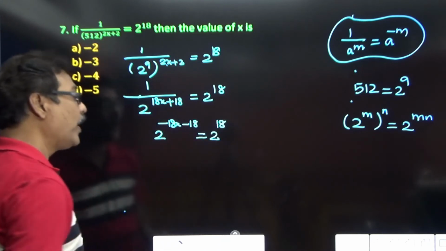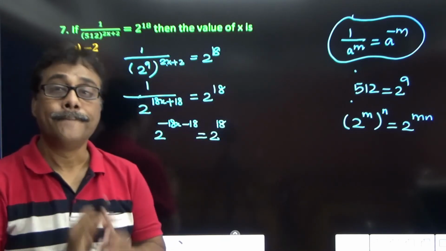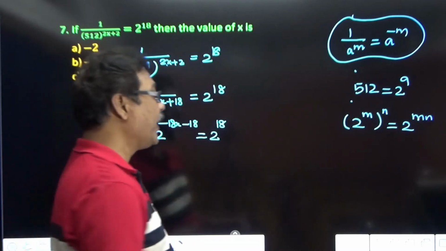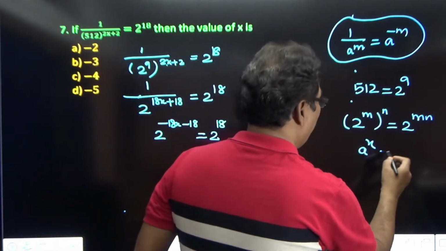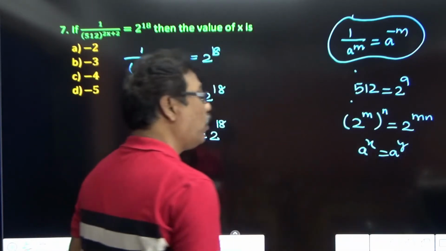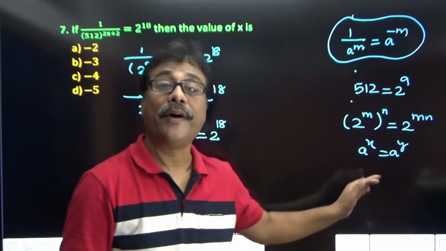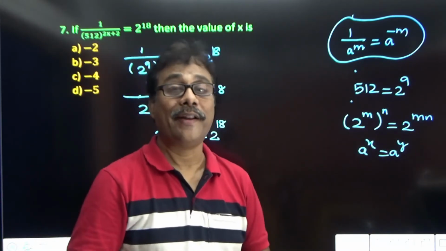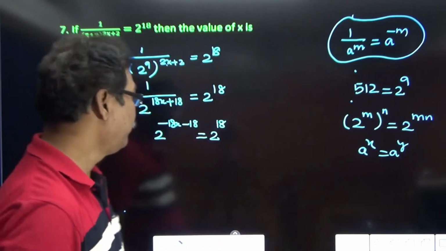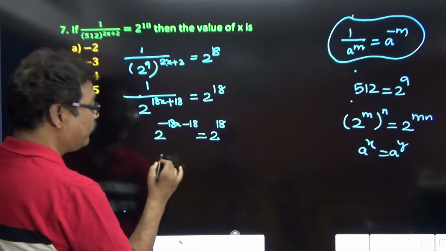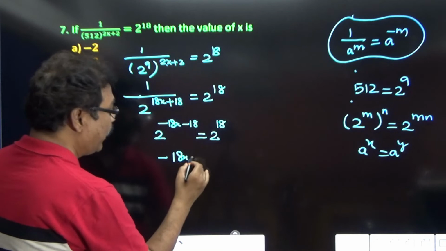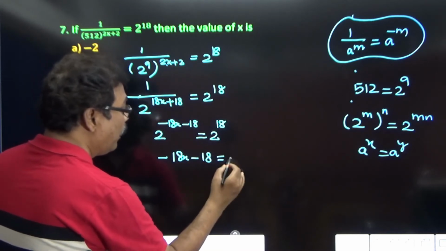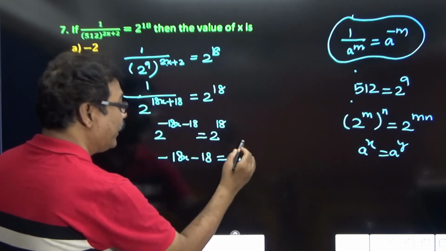I think all of you are getting it now. Now it is in the form of a to the power x is equal to a to the power y. I hope all of you are getting it. If it is a to the power x is equal to a to the power y, I can write x is equal to y. So in place of x, you can see, it is 18x minus 18, and on the right hand side in place of y it is 18.